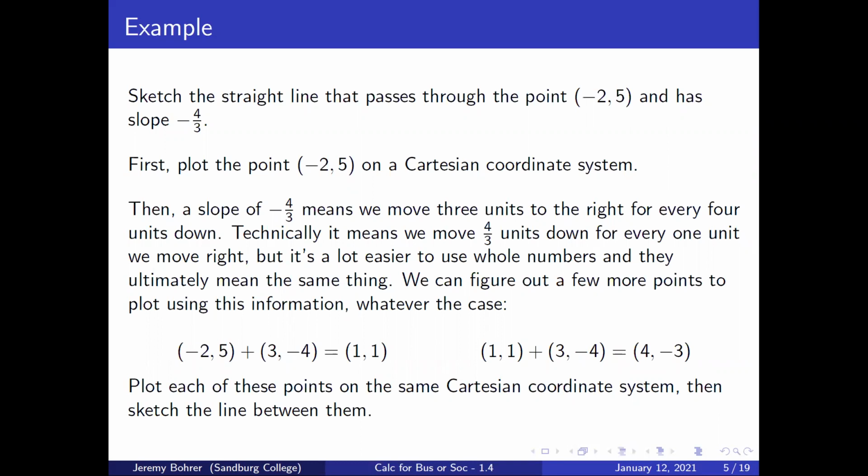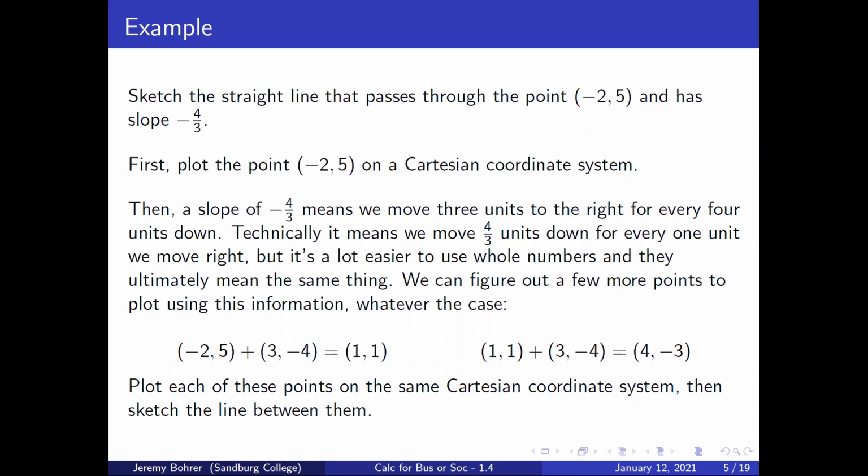So for example, we sketch the straight line that passes through the point negative 2, 5 and has a slope of negative 4/3. First, we plot that point negative 2, 5 on a Cartesian coordinate system. Then a slope of negative 4/3 means that we move 3 units to the right for every 4 units down. Technically, it means that we move 4/3 units down for every 1 unit we move right, but it's a lot easier to use whole numbers, and they ultimately mean the same thing.